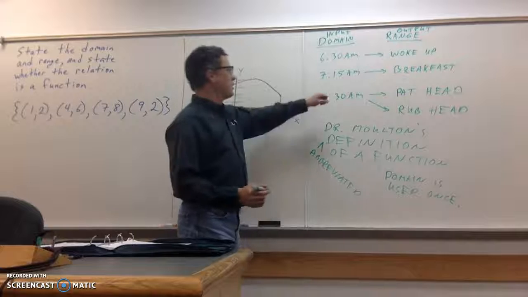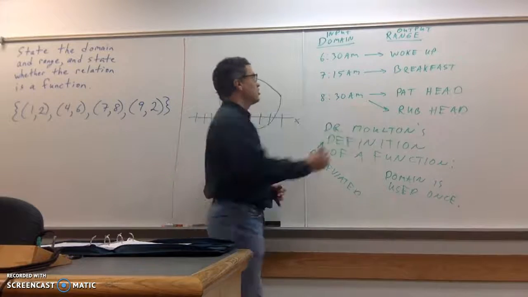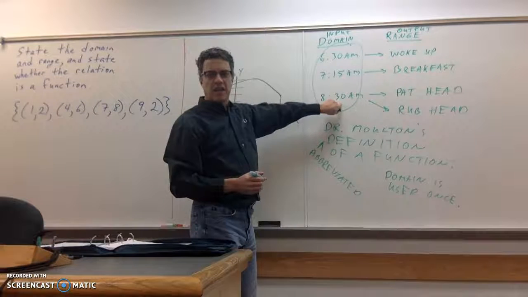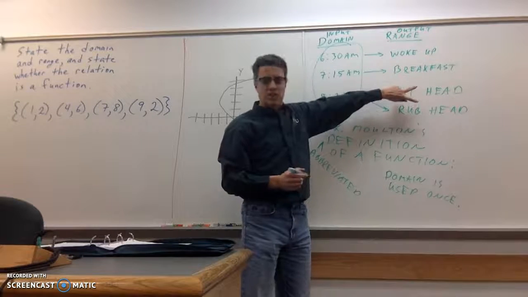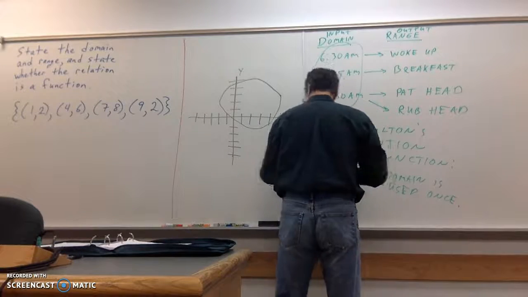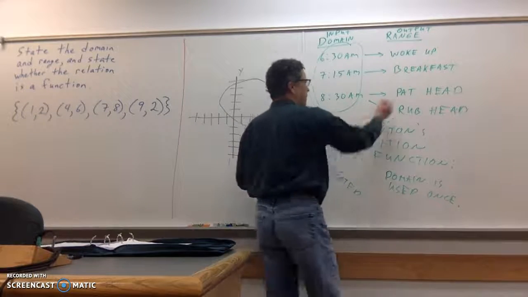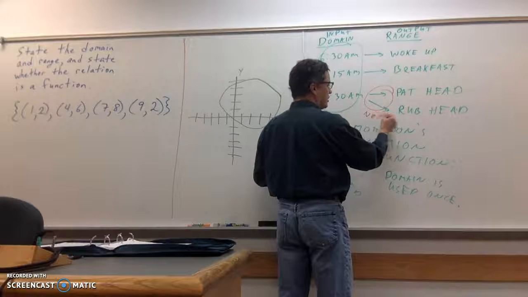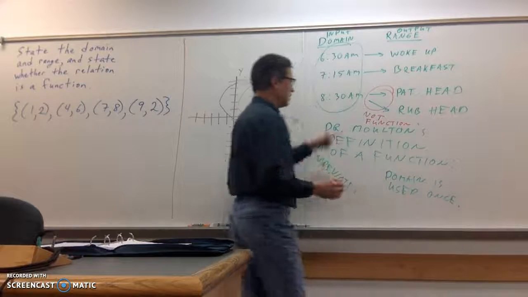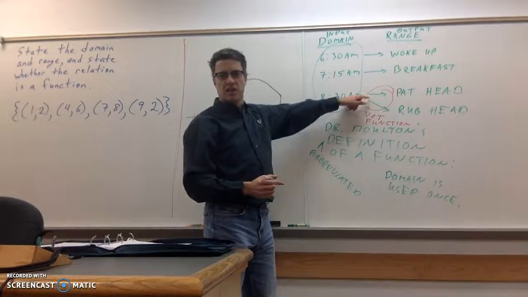My problem is here. Here's my domain. At this domain, at 8:30 a.m., I've got to go in two directions. Right now, that's not a function. Not a function, because my domain is getting used twice, see?